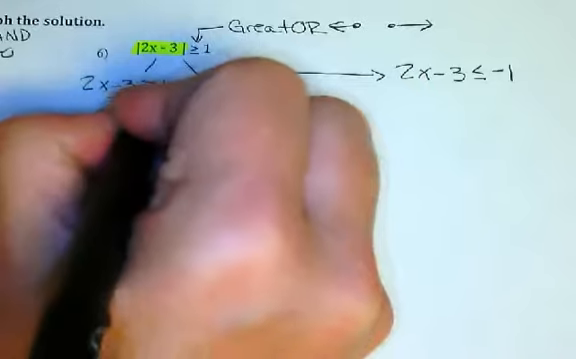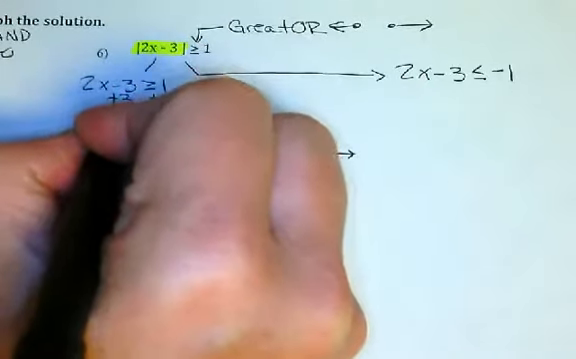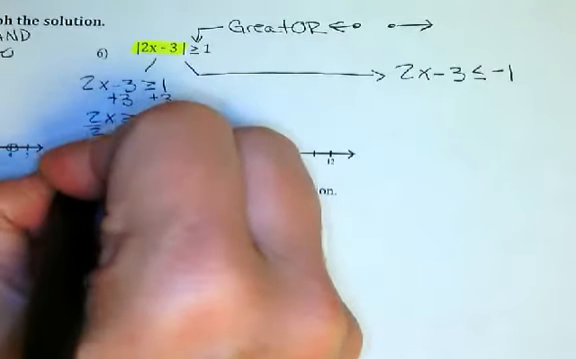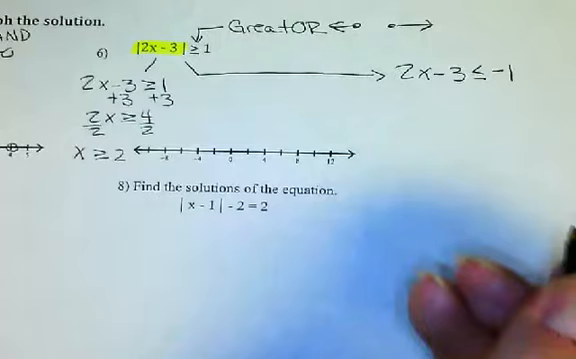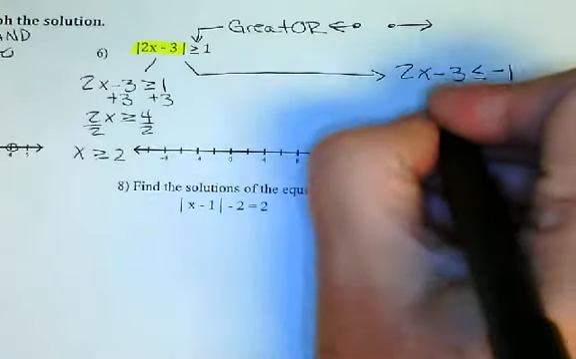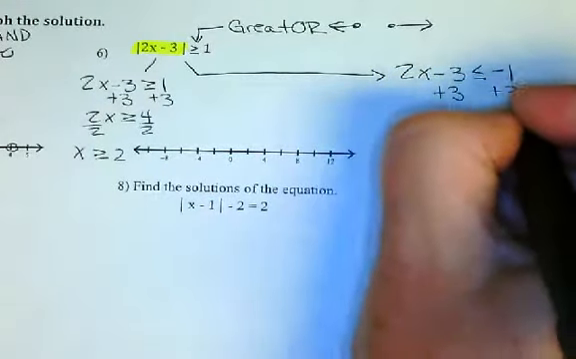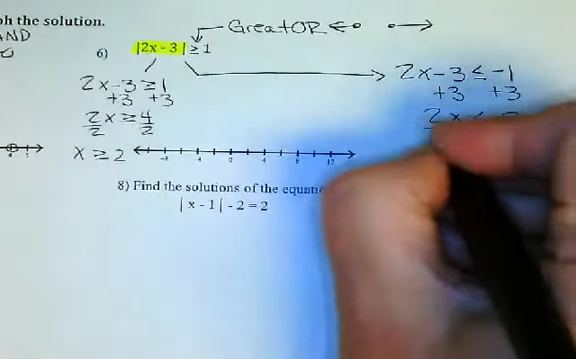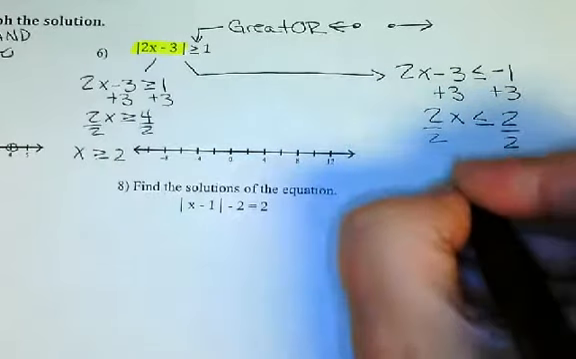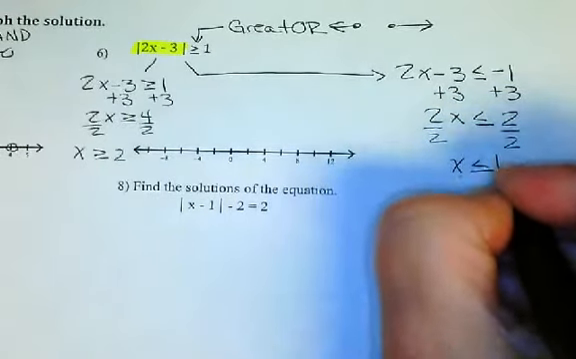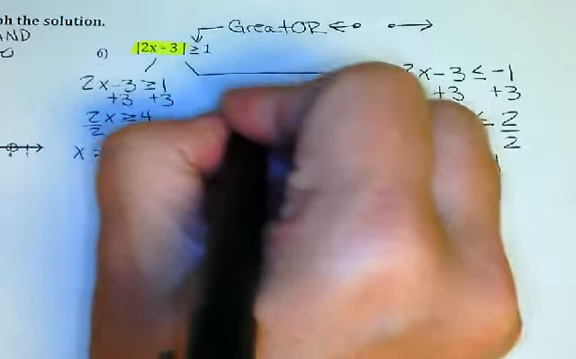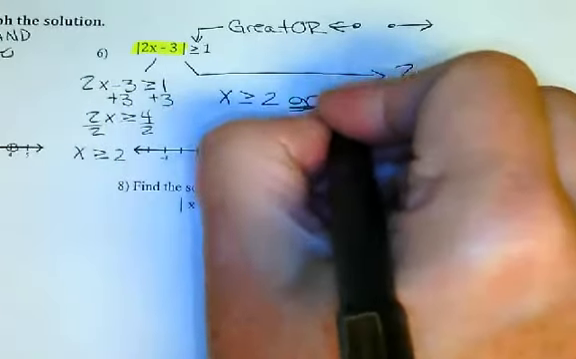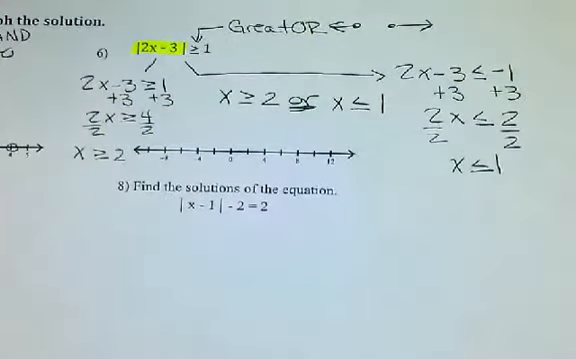Alright, so now I'm going to solve. So plus 3, 2x is greater than or equal to 4, divide by 2, divide by 2, x is greater than or equal to 2. Okay, then I have to do it over here, so plus 3, that gives me 2x is less than or equal to 2, divide by 2, divide by 2, x is less than or equal to 1. So my final answer is x is greater than or equal to 2, or x is less than or equal to 1.